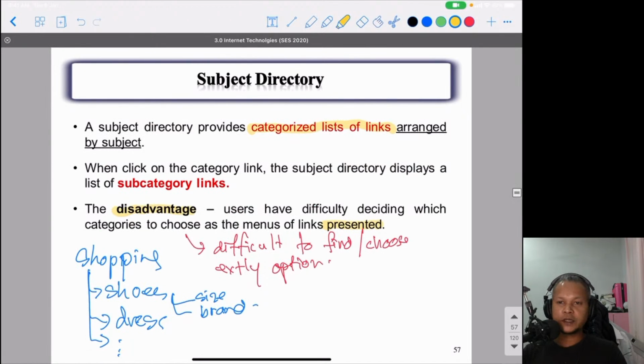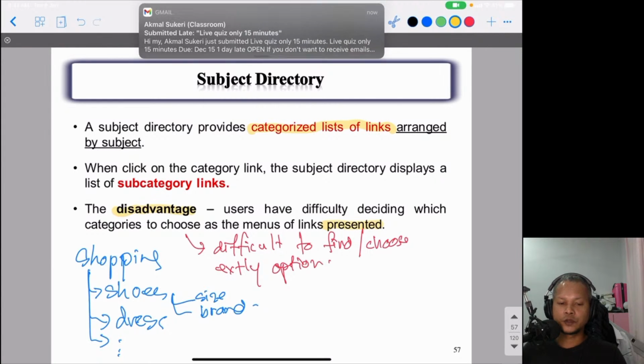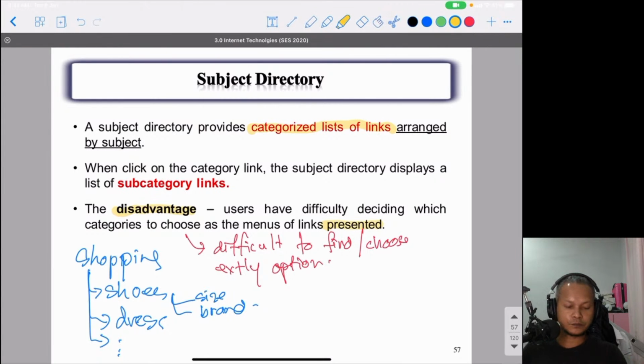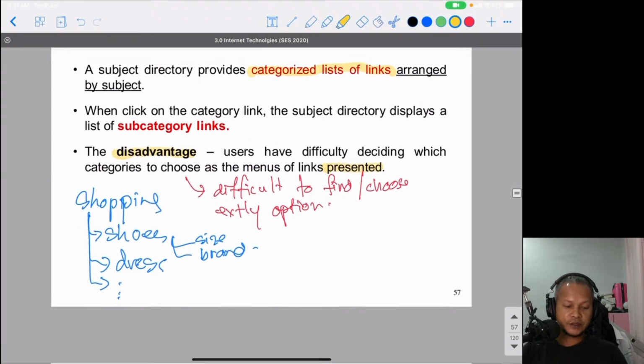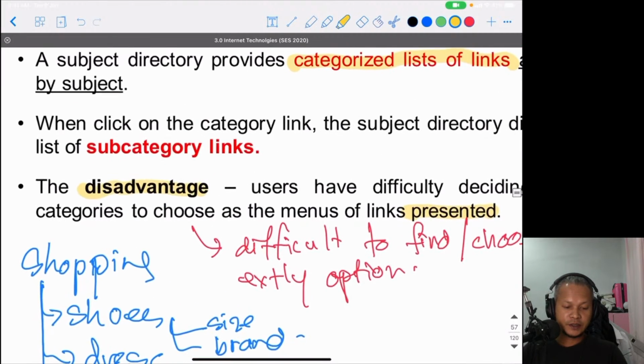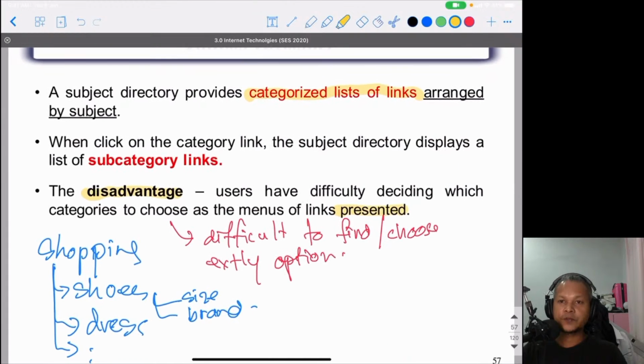Okay, the most popular search engine today is Google, and then Yahoo. So you need to describe the advantage and disadvantage, but for the subject directory, it is very poor to use, it is difficult to use. So here we list the disadvantages of using the subject directory.